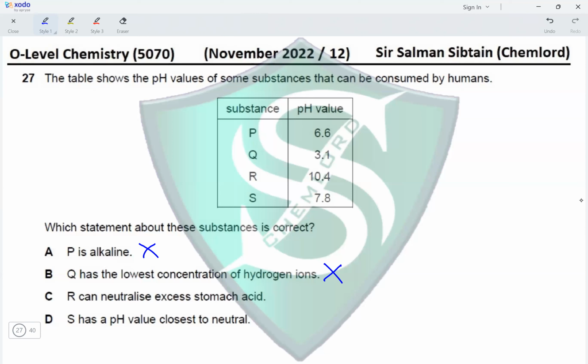Option C. R can neutralize excess stomach acid. R should be alkaline to do that. And R has a pH of greater than 7, making it alkaline. So option C here is correct.